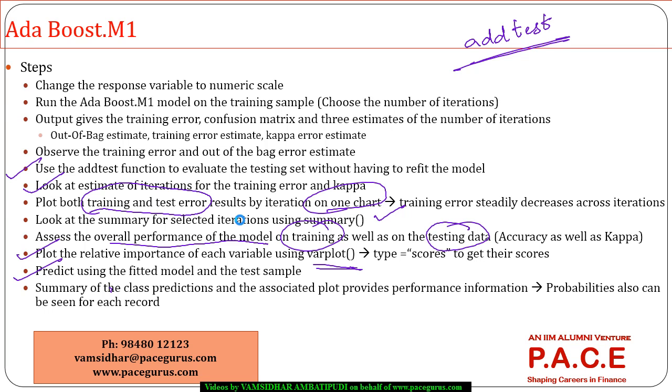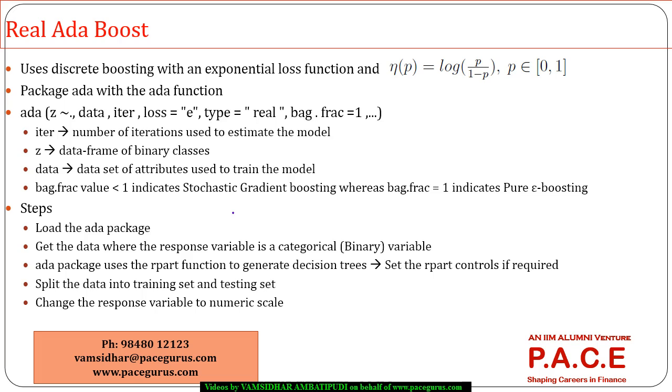So from now onwards, I really don't need to go ahead with the slides. The slides are more or less the same. For your understanding, you can very well refer to them. But when I get into the real AdaBoost, this is also a discrete boosting, but with the exponential loss function again. When you look at the classification function, it uses log p by 1 minus p, where p lies between 0 and 1. So that's the way it works.